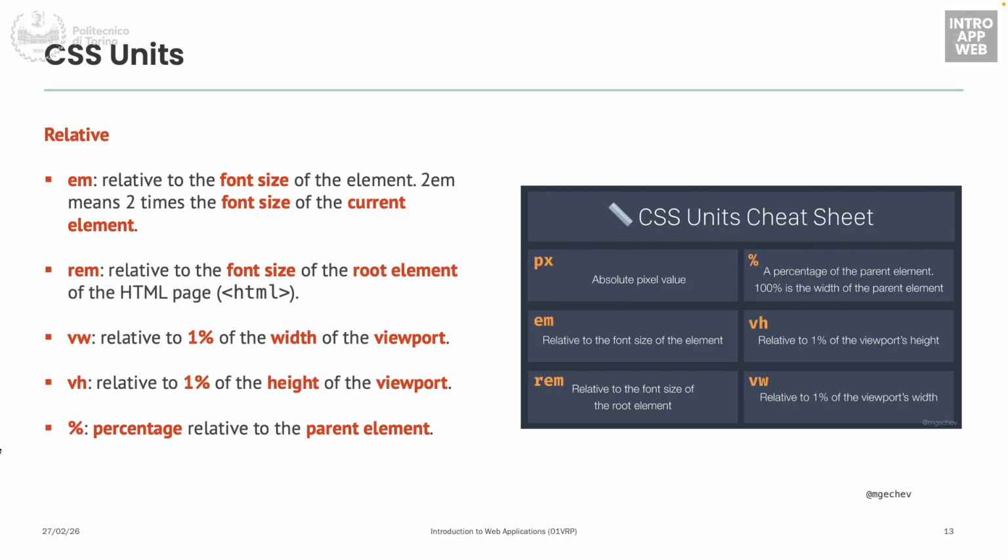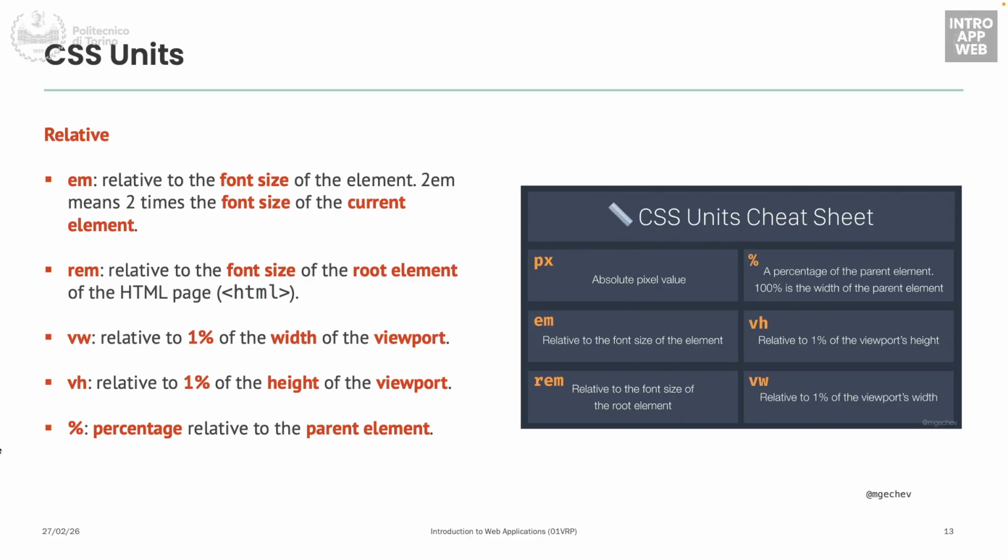Then we have VH, that is relative to the height of the viewport. In this case, what is the viewport? The browser, no? So if I say I want it to be 1 VH, it means I want it to occupy 1% of the available space in the browser, okay? It happens the same with the other one, but that one is related to the width of the browser, of the window, okay? So what's the difference between these three percentages?